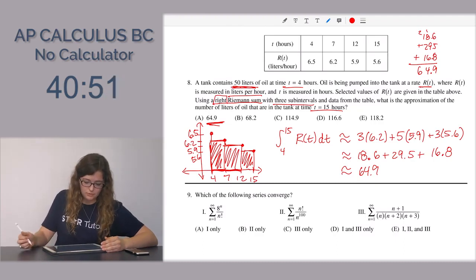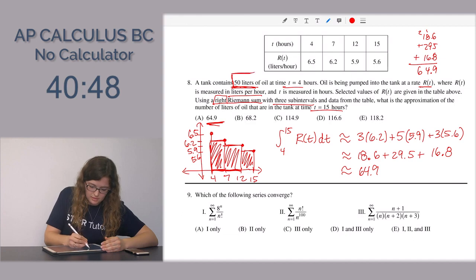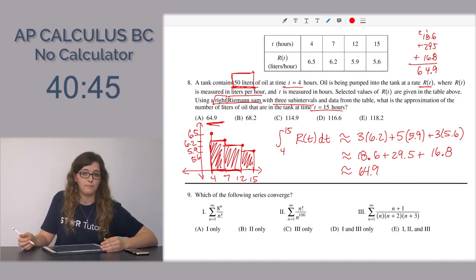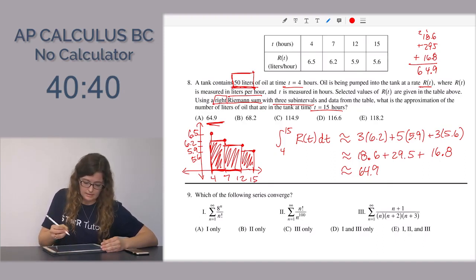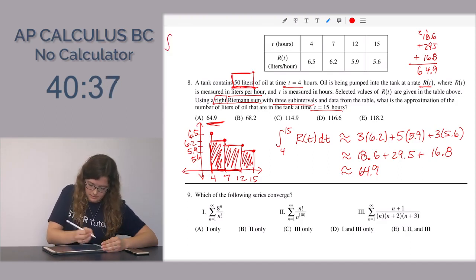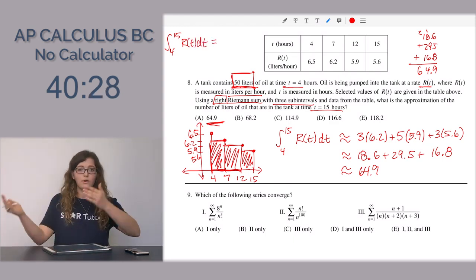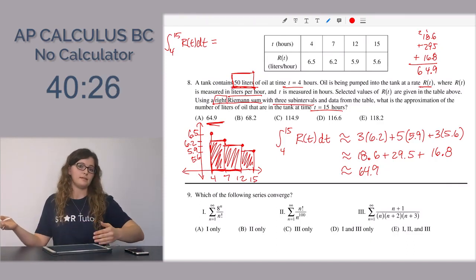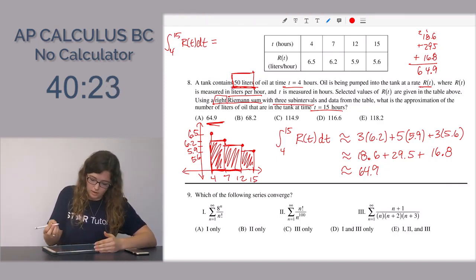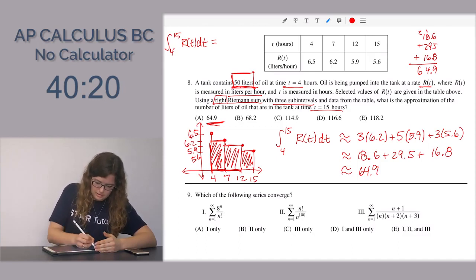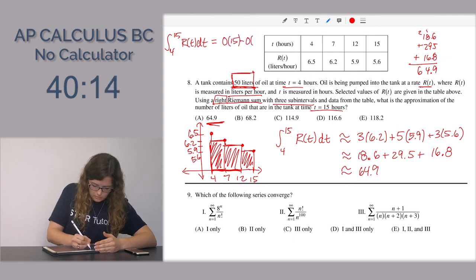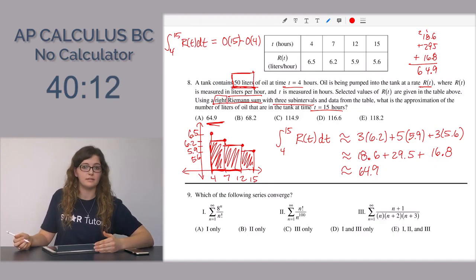But what we have to do is we haven't even used at all that they gave us this initial condition of 50 liters of oil in the tank at time 4. So here we have to use the fundamental theorem of calculus, which says that this integral, I'll write it up over here because I don't have a ton of space, the integral from 4 to 15 of the rate of change of the oil is going to be equal to the difference between the amount of oil in the tank at time 15 and the amount of oil in the tank at time 4. So maybe I'll just write that as O of 15 minus O of 4, where O is the actual number of liters in the tank at time t.